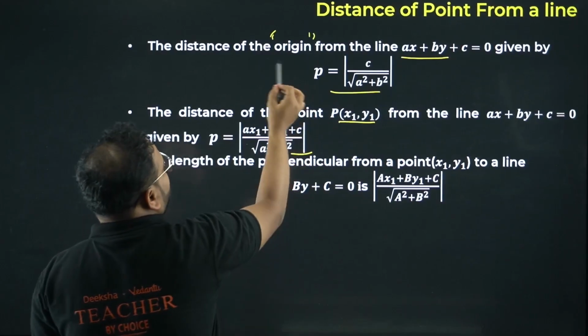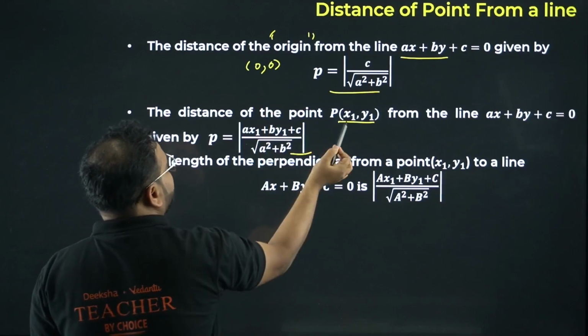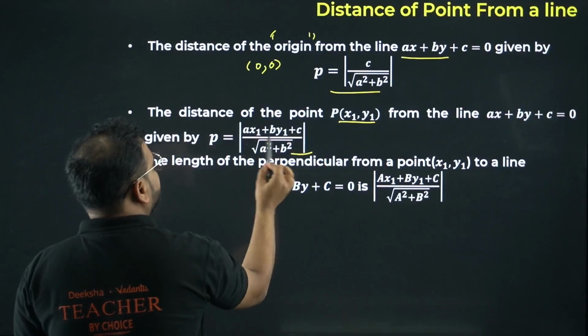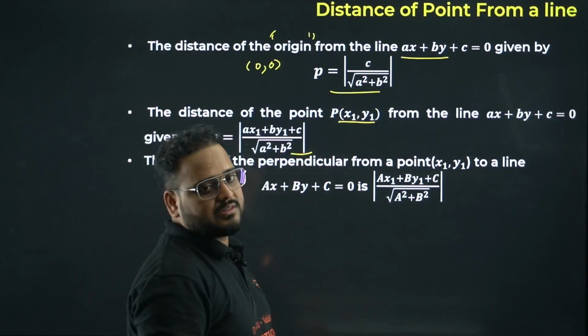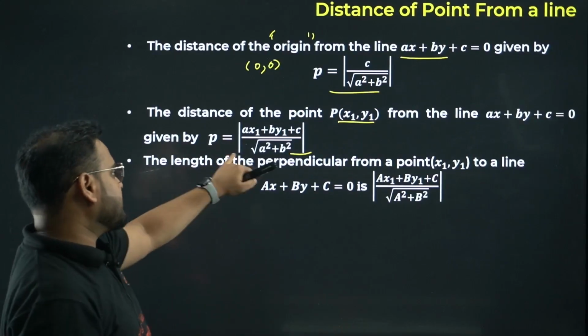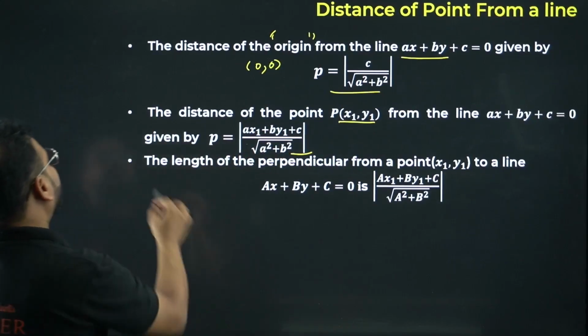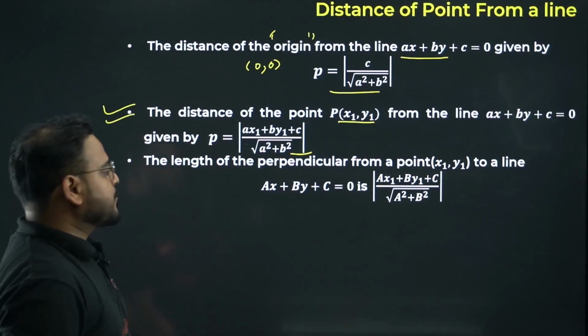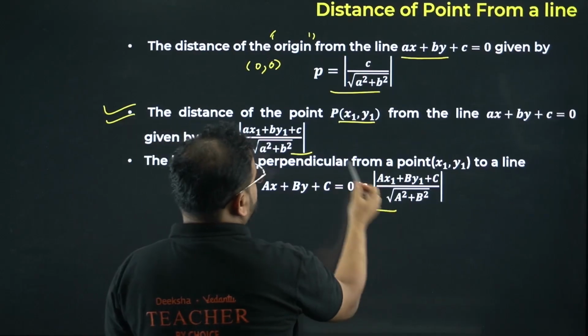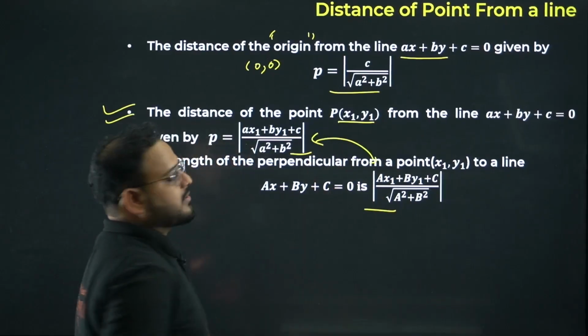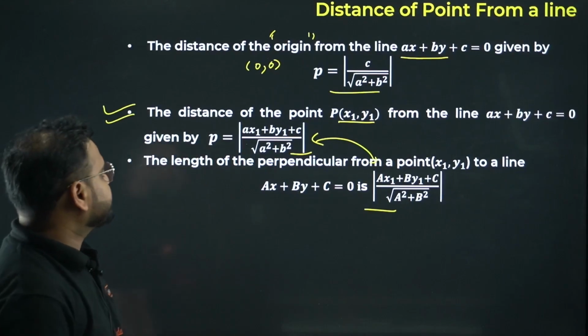In this case, because origin means we have 0, 0, x1 is 0, y1 is 0. So this will become 0, this will become 0, and we'll have only c left. That's why we had c upon root of a square plus b square in this case. Over here we'll have ax1 plus by1 plus c. This is more of a general form. Length of the perpendicular from a point to a line, again the same formula is there. Please check, this and this are the same thing.